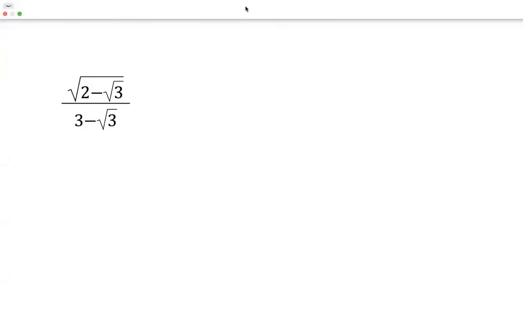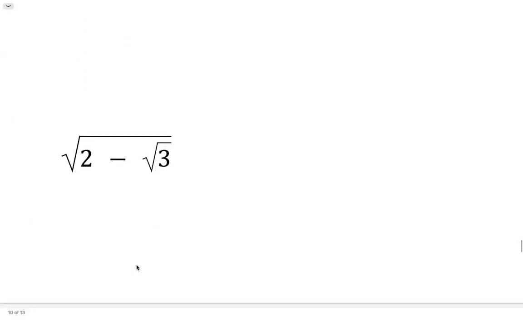Okay, we want to simplify these radical expressions. So the numerator has 2 layers of square root signs, so we want to deal with the numerator first, maybe. So square root of 2 minus square root of 3. Somehow, if we can form a square inside, we would get rid of the outside layer of the square root sign, right? So let's try to do that.